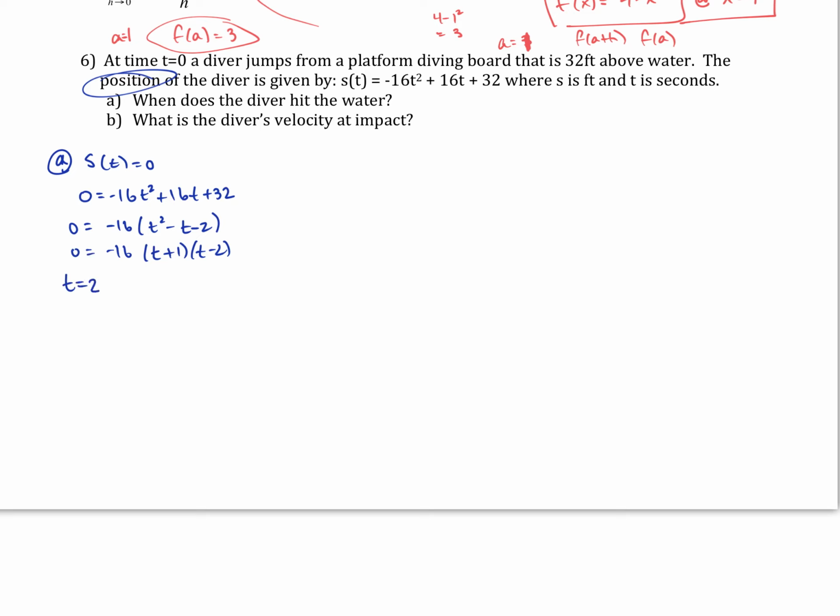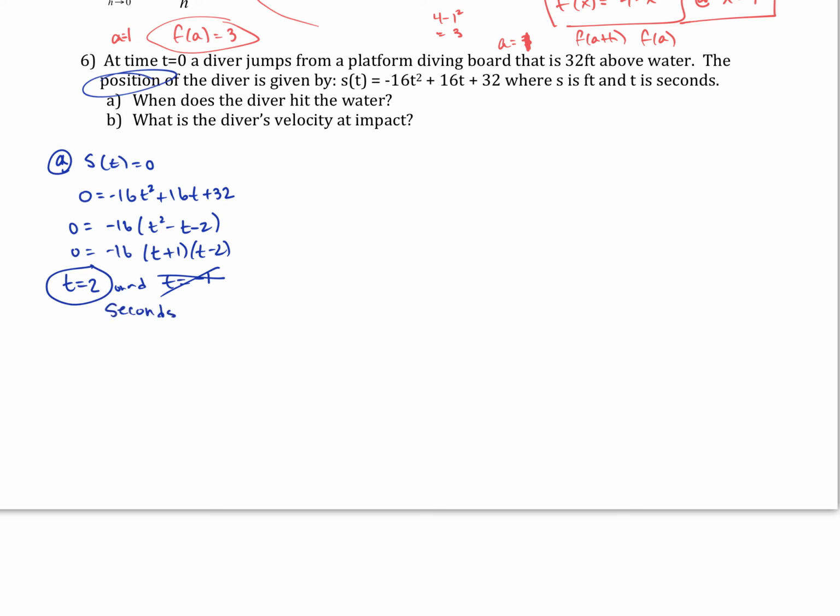T is going to end up being 2, and negative 1, right? But we're going to throw that out because time cannot be negative. Not yet, at least. We're getting into the basics of time travel, apparently. But as of right now, time cannot be negative. So we are not going to do anything with negative times as far as we're concerned. So we're throwing that one out, and it's t equals 2 seconds.